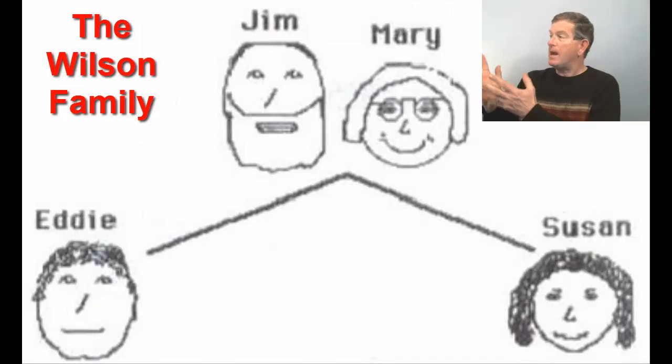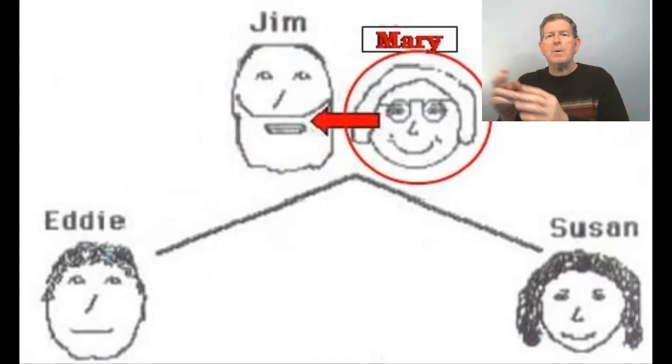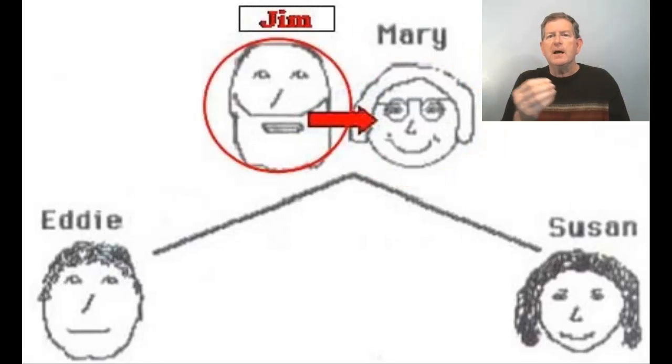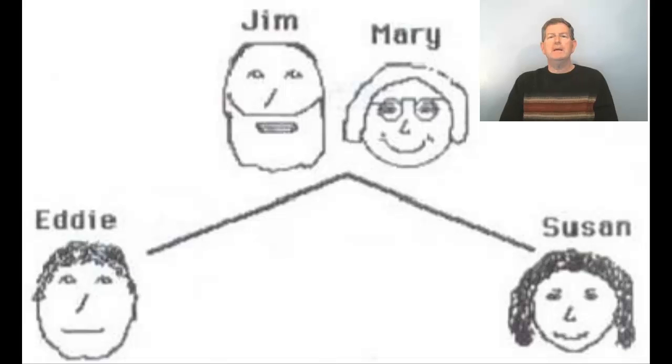She is, she's. Okay? So let's look at some family relationships. For example, here we have the Wilson family. Now, Jim is Mary's husband. Turn it around. Mary is Jim's wife. Repeat. Husband, wife. Okay, good. So Jim is Mary's husband, and Mary is Jim's wife.